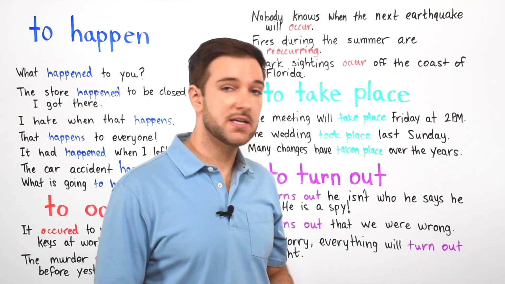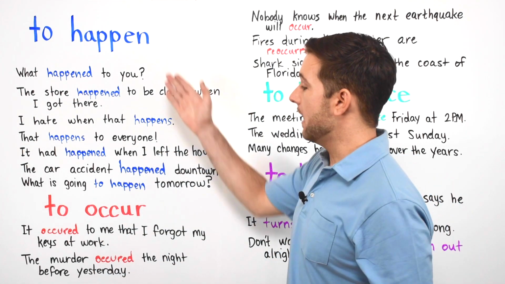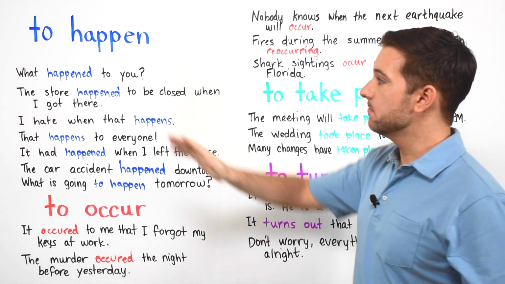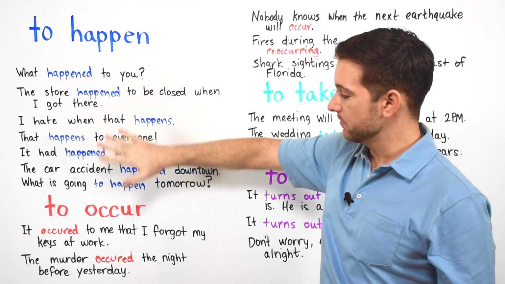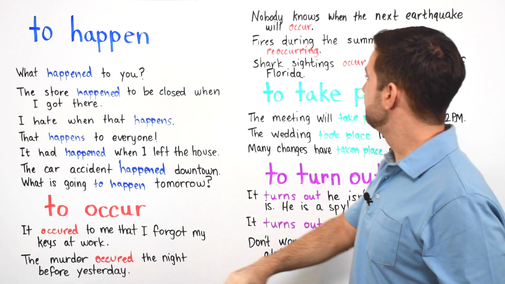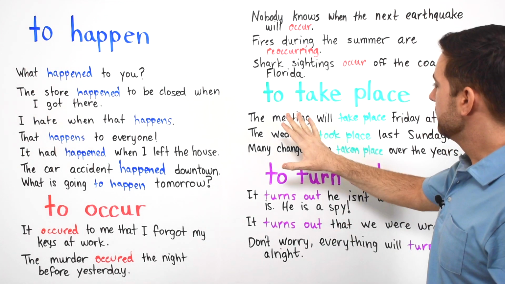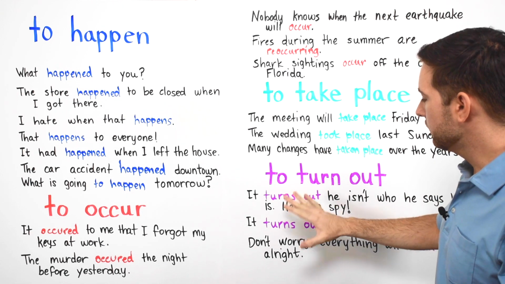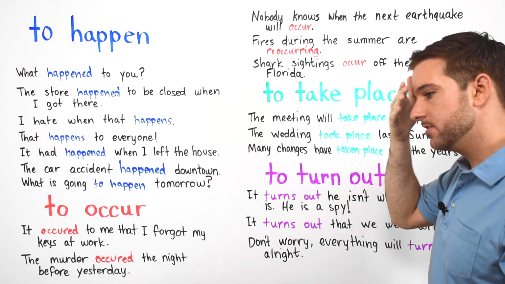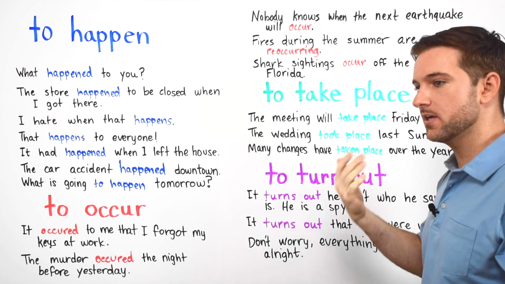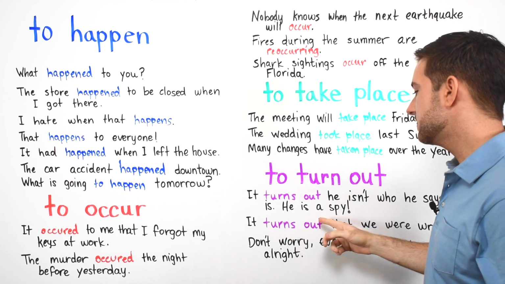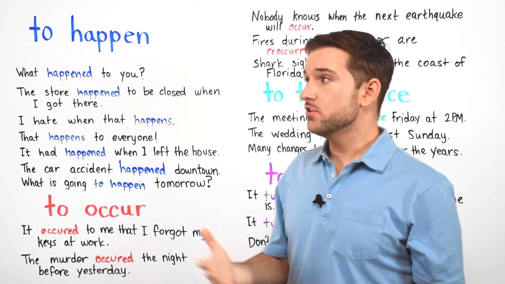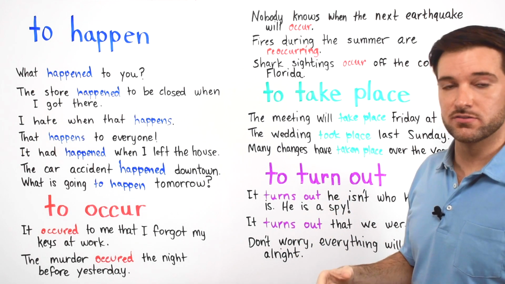All right, guys, make sure you practice these four words: to happen, to occur, to take place, and to turn out. They're pretty similar. Remember, informal conversations, formal conversations, talking about planned events and meetings, and then to turn out when things are not expected and you're like, whoa, I was wrong. It turns out that he isn't who he says he is. He is a spy. It's talking about things that are unexpected. And we can use all these in a variety of situations.